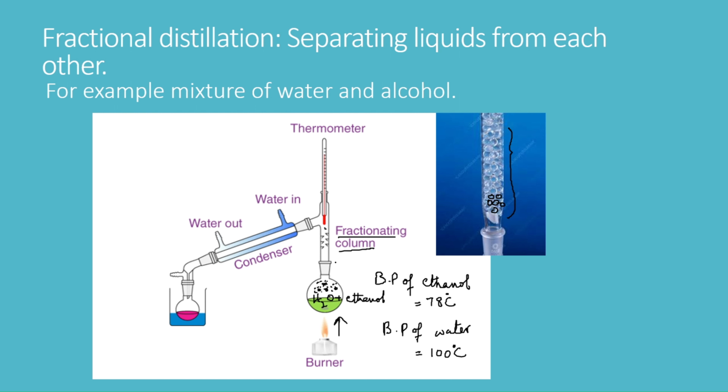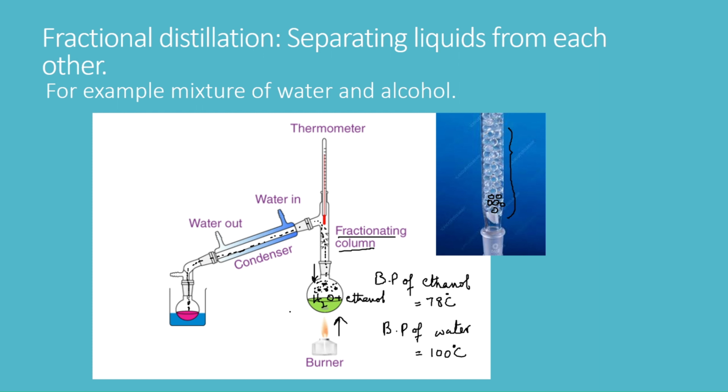The ethanol vapors will rise up, they will go in the condenser where they will be cooled down and liquefy. Finally, the droplets of ethanol will be collected, they'll fall down in the receiving flask, and the water vapor will cool down over here. Since the temperature is only 78 degrees Celsius, at this temperature water vapor will condense and change into water droplets, that will fall back into the round bottom flask.